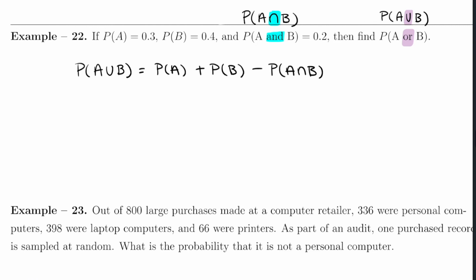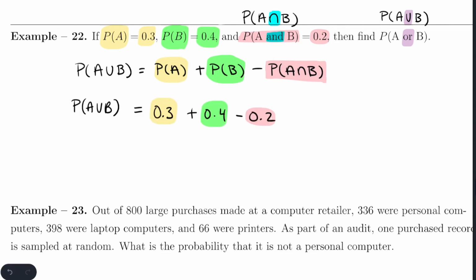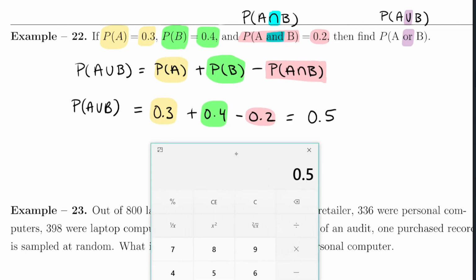Let's highlight them. Probability of A is 0.3. Probability of B is 0.4. Probability of A and B is 0.2. So putting this into our formula, we get 0.3 plus 0.4 minus 0.2, and that will be a probability of 0.5.